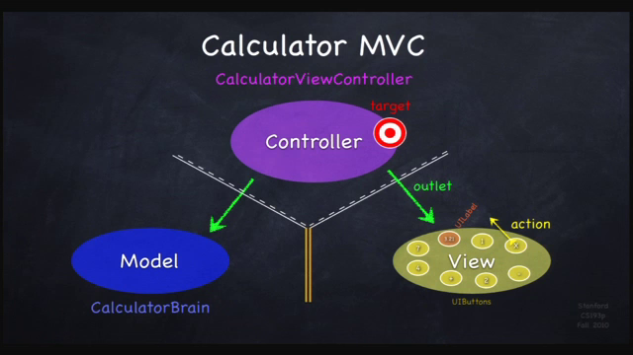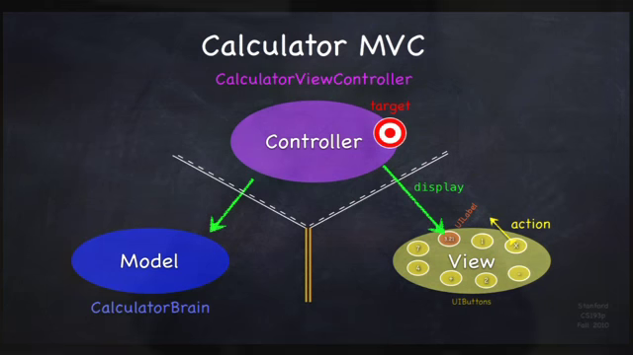Now, in addition to creating these three things in Xcode and Interface Builder, we're also going to wire them up. So we're going to have one outlet. Remember, outlets are when the controller wants to talk to its view. We're going to have one outlet that talks to the display, because every time we do some operation in the calculator brain, we need to update the display with our new value. So we're going to need that outlet.